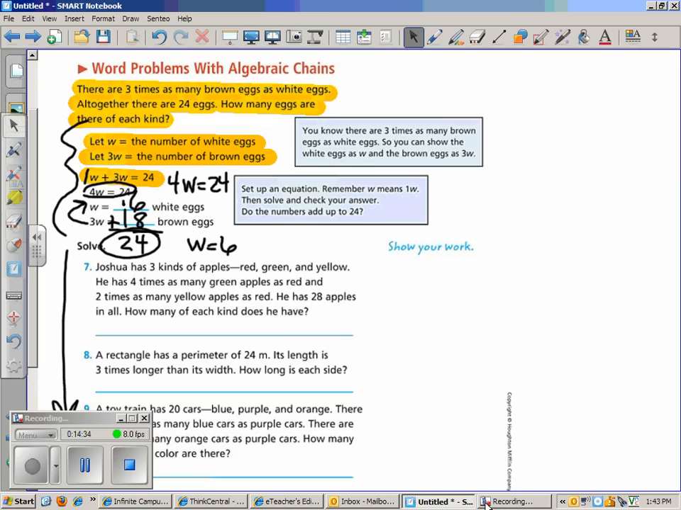All right, I hate to cut you short right there, but of course I am allotted 15 minutes. So know that tomorrow when you come to class, we're going to play around with some word problems, and Mrs. Norton's going to take you into a group and put together some word problems and try to make algebraic chains.